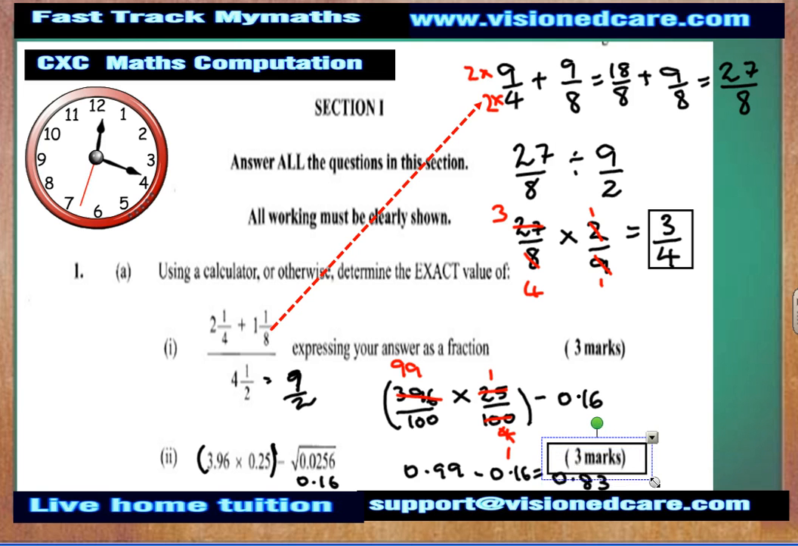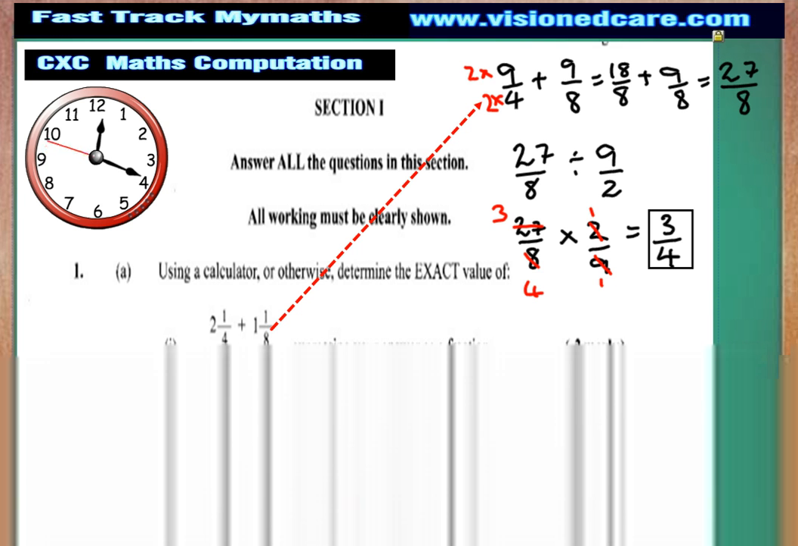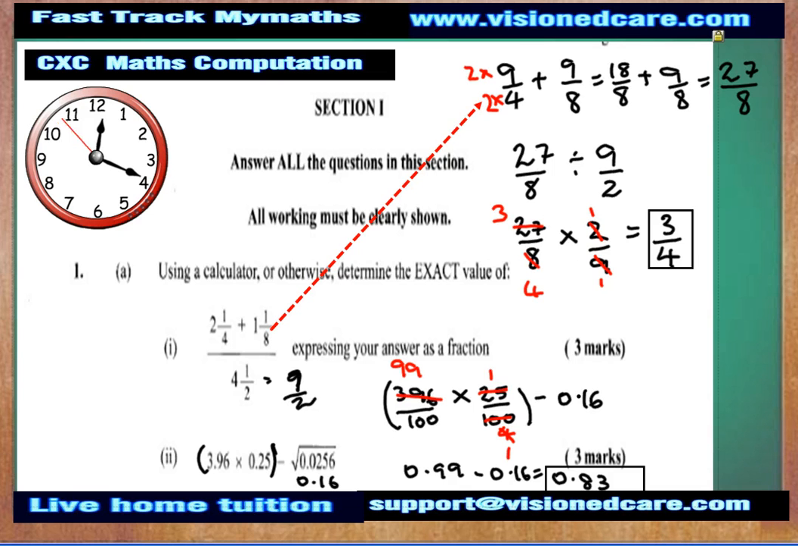So that gives us 0.83 as our answer. Okay, so I'm going to give you one question to do now from the 2010 CXC Mathematics Past Paper. I want you to pause the tape and have a go at the question, and then press play for the answer, because I'm going to work it out as well.